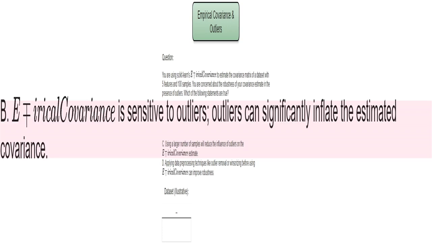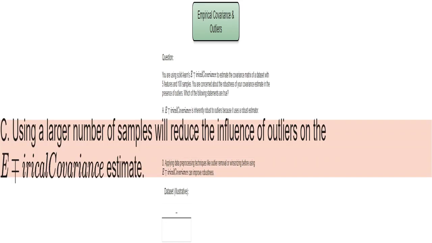They strongly influence the results, leading to inaccurate estimates. While more samples generally improve things, it doesn't solve the problem. Outliers will still mess things up, though their relative influence might decrease slightly. This is partially true but not entirely accurate.